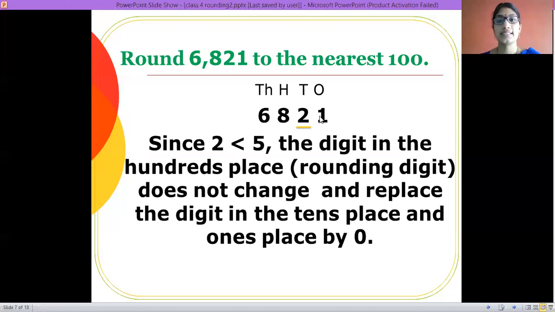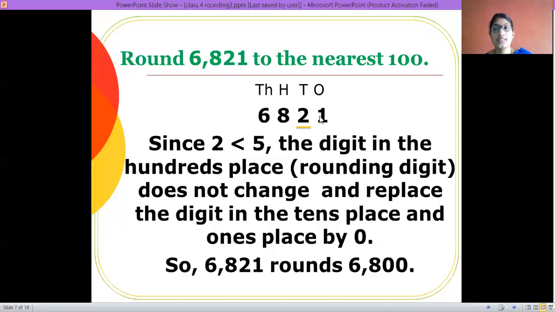Since 2 is less than 5, the digit in the hundreds place, that is the rounding digit, does not change, and replace the digit in the tens place and ones place by 0. So 6821 rounds to 6800. So here, nearest 100, 100 has 3 digits in it. So the 3 digits of this number are going to change.